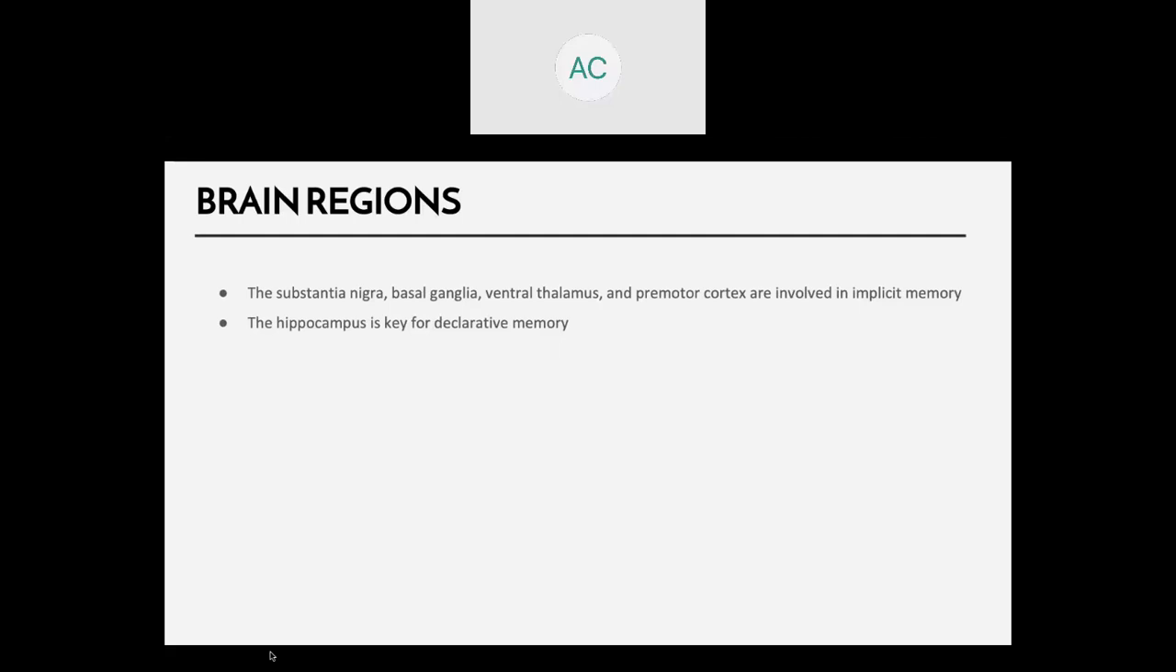So if you think of the classical conditioning example, it's a motor response. Salivation is a motor response, or in rats, freezing in response to a fear stimulus is a motor response. So that's why these structures are often involved in implicit memory, whereas the hippocampus is key for declarative memory, especially episodic memory.